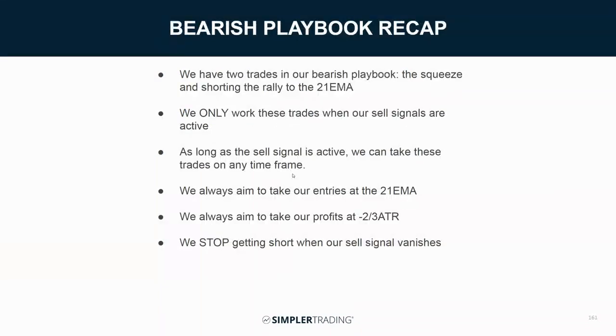So recap the bearish playbook. Two trades: getting short in the squeeze and short in rallies to the 21 EMA. Only work these trades when our sell signals are active, because if it's active, path of least resistance is to the downside. We'll take them on a daily. We'll take them on a 4-hour. We'll take them all the way down to the 5-minute. And the execution does not change from time frame to time frame.